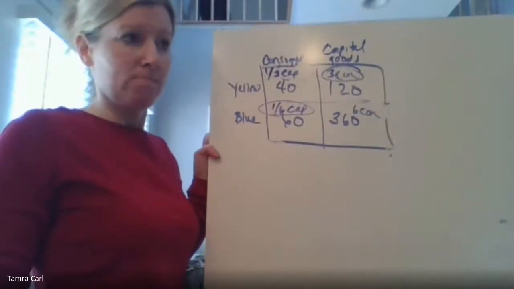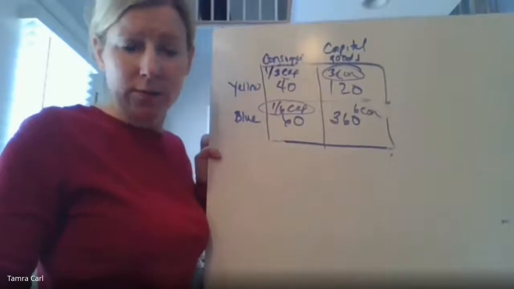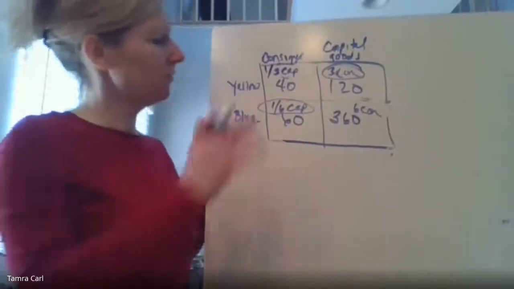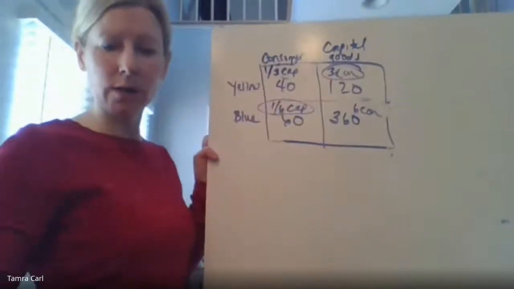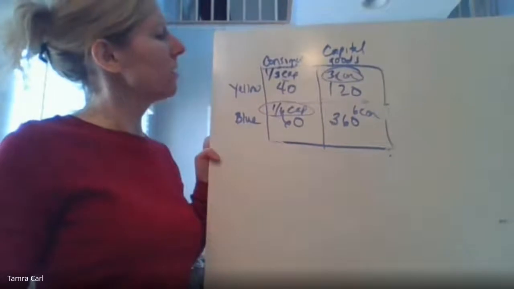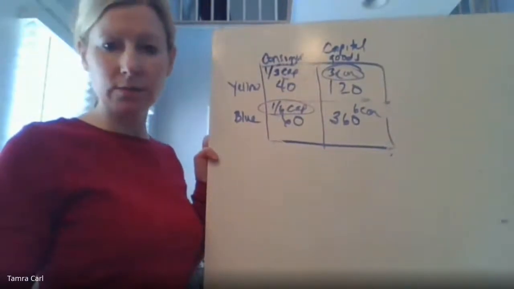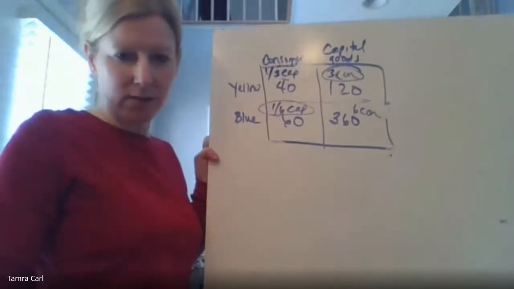There was something I was going to say. Don't forget about absolute advantage. With the absolute advantage for the input method, it's who uses the least amount of workers. 40 is less than 60. And so therefore, yellow has the absolute advantage. If it was the output method, it would be who can make the most, right? Who can make the most?